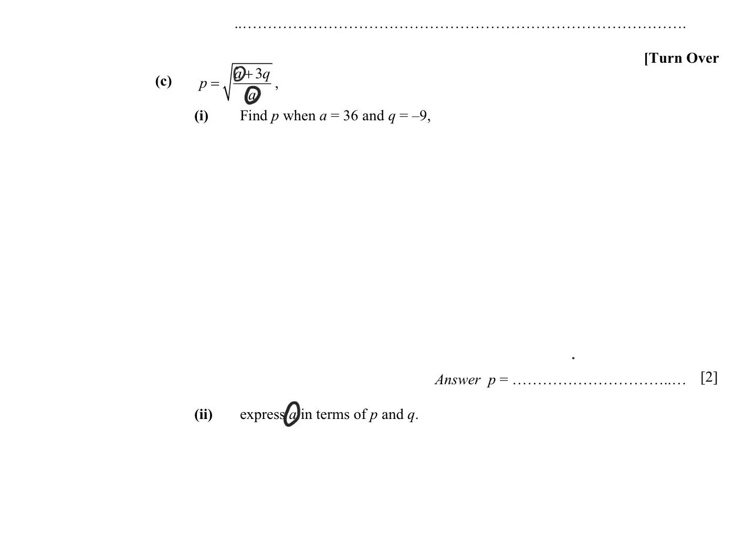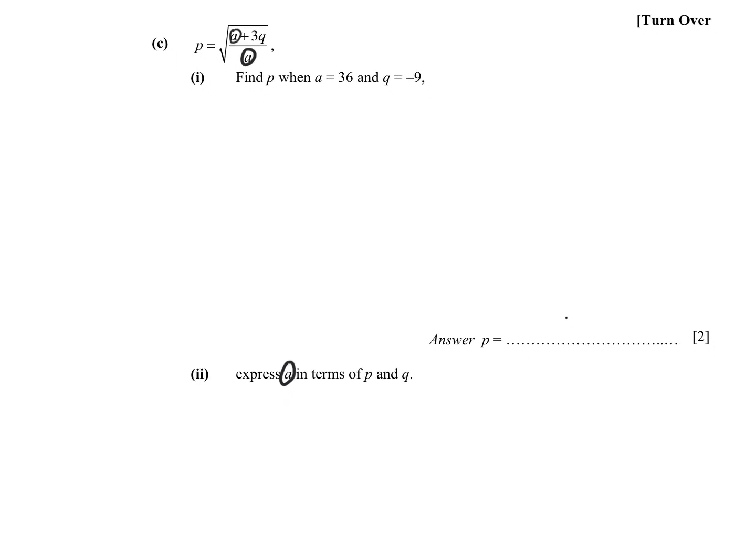How to take the A out? I need to get rid of the square root first. How to get rid of the square root? So you square both sides. So P square, then the square root disappears. That's step 1. What is step 2?